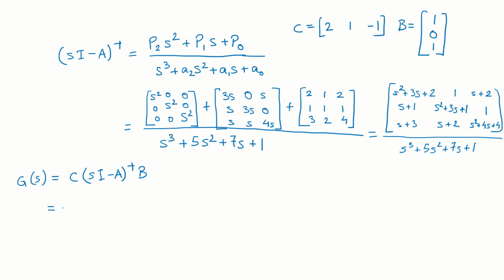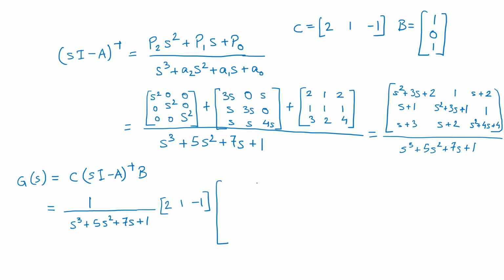You can do the post-multiplication first, the pre-multiplication later on. You can do the pre-multiplication first, post-multiplication later on, however way you want. So I am taking the determinant part outside: s cube plus 5s square plus 7s plus 1. So this behaves as a scalar in this case. So taking that scalar out of the picture, then we have 2, 1, minus 1.